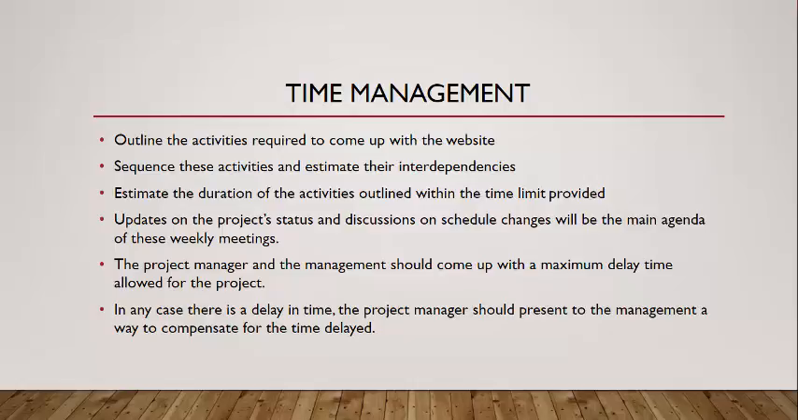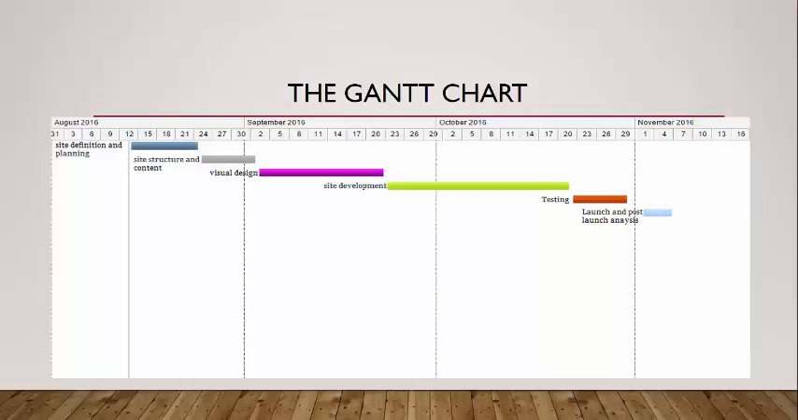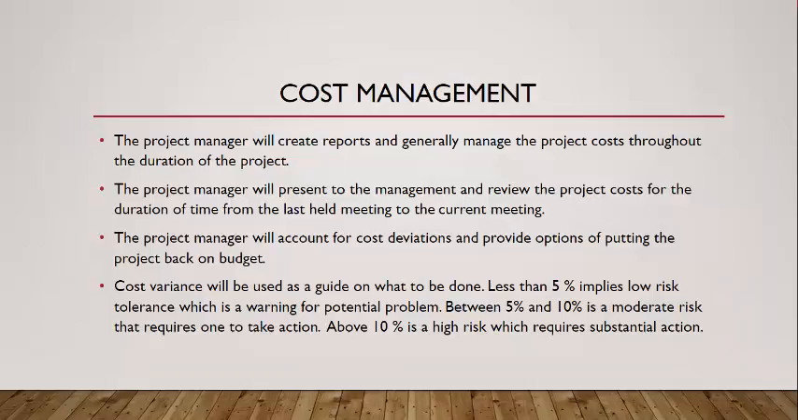And so this Gantt chart is showing the sequences and the activities that have to be done. For this Gantt chart, we are assuming the project started on the 12th, so it will take 5 working days to do this site definition and planning, the site structure and content, the visual design, the site development, the testing, and also the launch and the post-launch analysis.